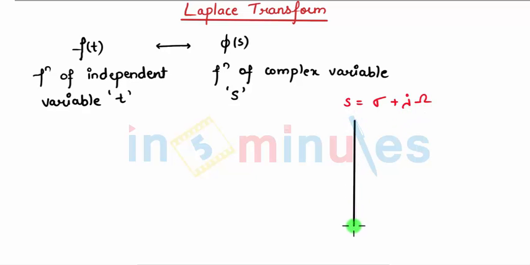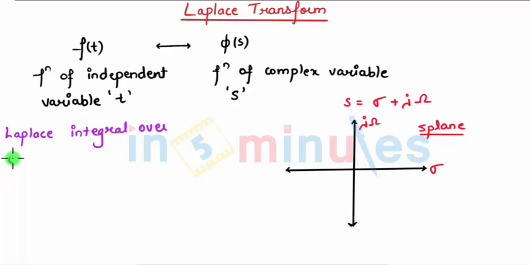I'll say what is sigma and what is j omega. Understand, students? You have a y-axis and x-axis. The x-axis is said to be a real axis. With respect to s, it is said to be the sigma axis, and the y-axis is said to be the j omega axis. So this plane is said to be the s plane. So we can say for the function of t, whichever points of t are there, they are going to map to the s plane.